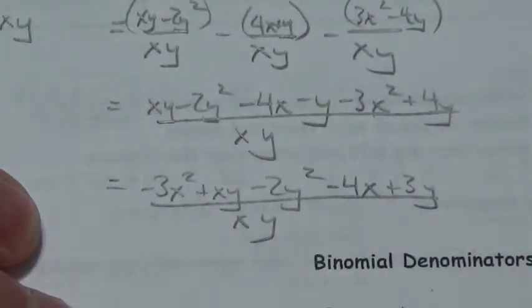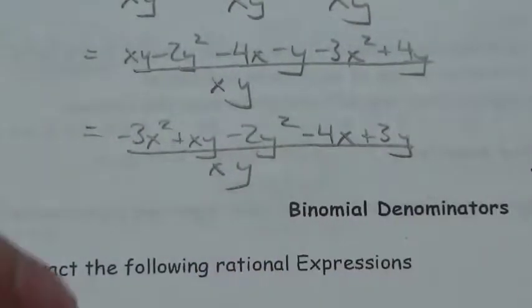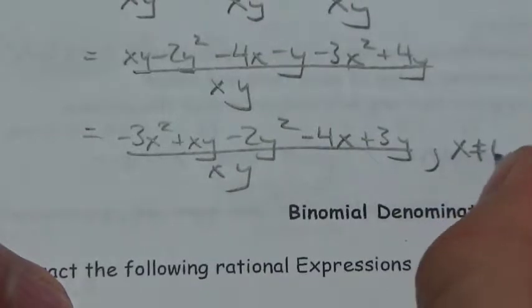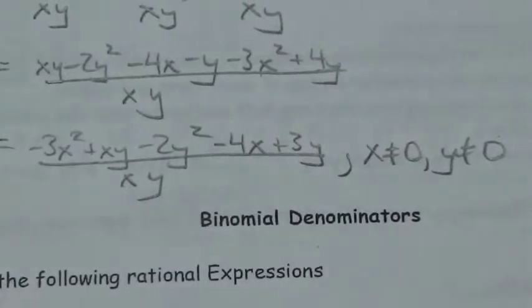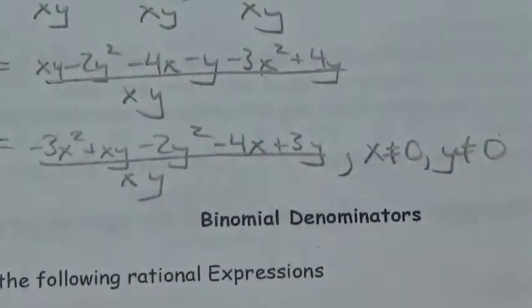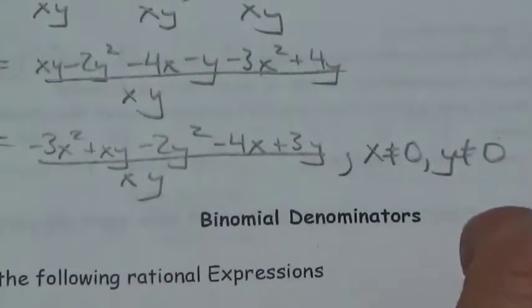That is about as good as that's going to get, because other than those two, there are no other like terms. So at this point, I'm basically done except for stating the non-permissibles. I didn't have to cancel at any point, so the non-permissibles I have at the end here are the same as they were at the beginning. X cannot equal 0, y cannot equal 0. That's what we're looking for.